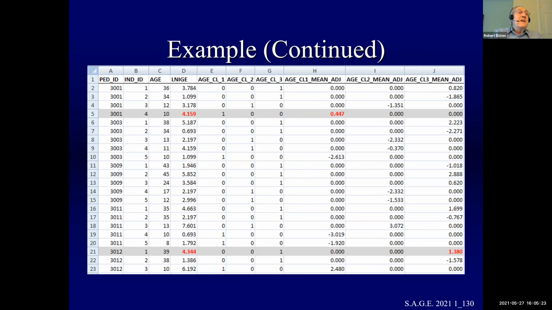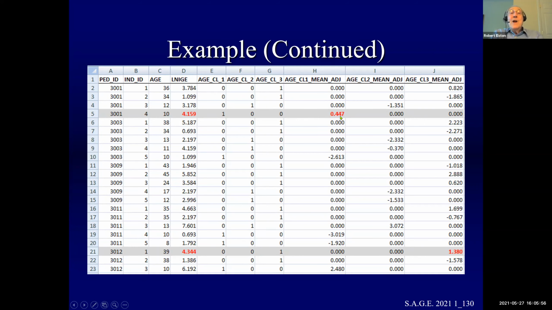And here we have it. And we see the 5th individual, pedigree ID is 3001, individual ID is 4. That's in the 5th line. Age 10, and the LNIG is 4.159. And if you go across after age adjusting, it's 0.44. After mean adjustment, it's 0.447.